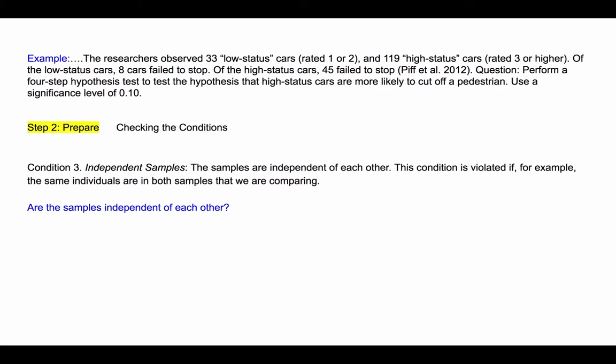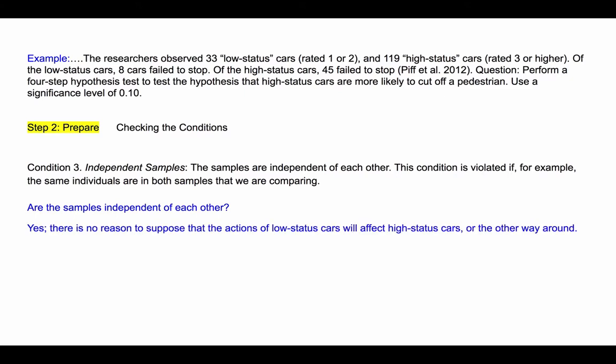Now condition 3, independent samples. The samples are independent of each other. This condition is violated if, for example, the same individuals are in both samples that we're comparing. Now, are the samples independent of each other? Yes, there's no reason to suppose the actions of low status cars will affect high status cars or the other way around. So we're going to assume that people are not getting in their low status car, driving around, and then going home and changing to their high status car and driving around, and then going through the same intersection where the scientists were watching this scenario.